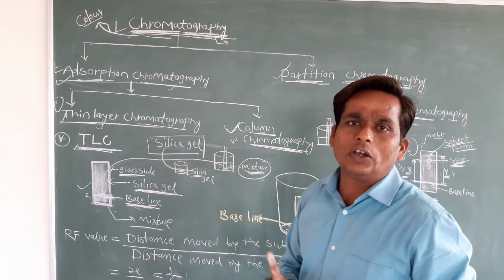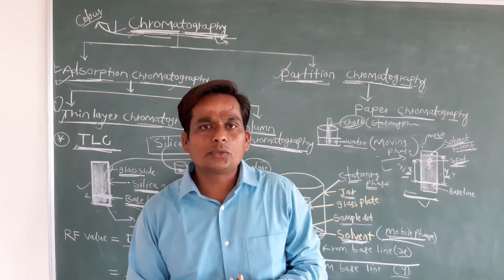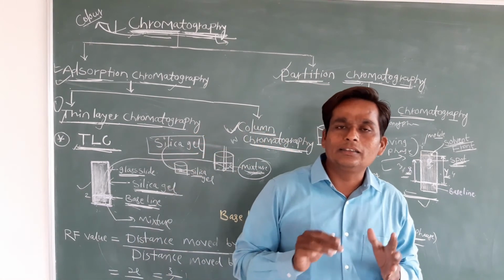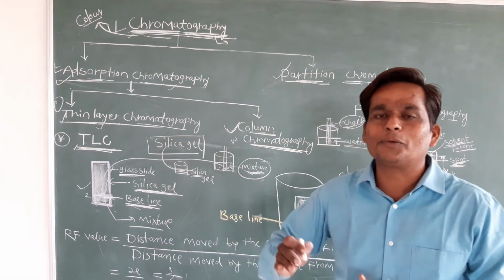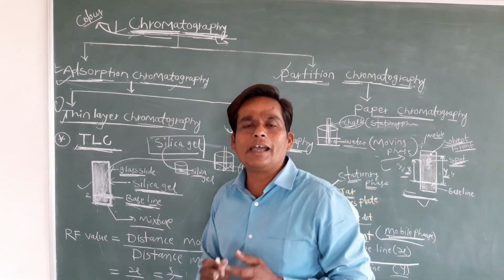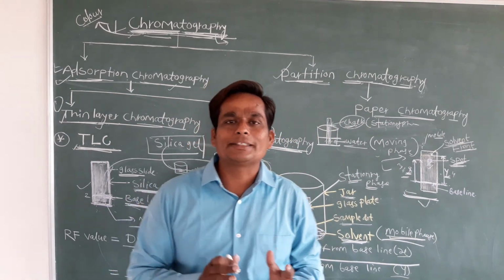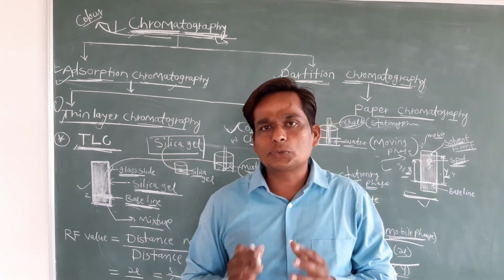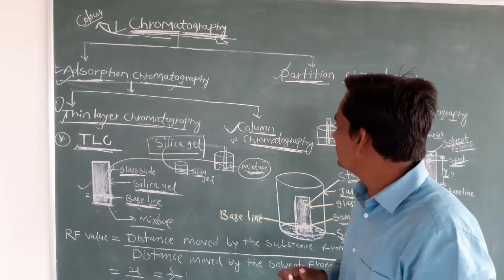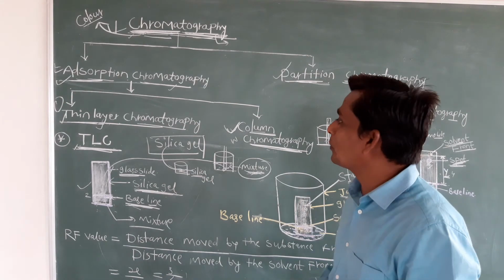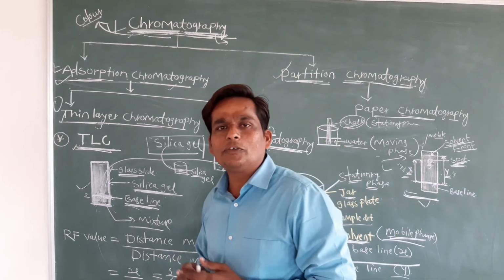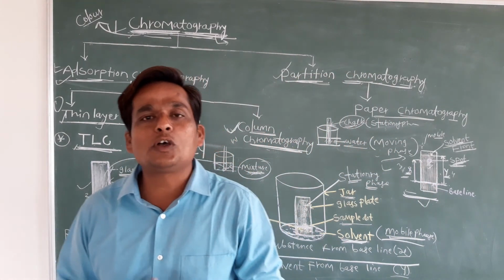RF is nothing but what? Retardation factor. So how can we calculate the RF value? The distance traveled by the substance from the baseline divided by the distance traveled by the solvent from the baseline. This is a very easy formula. So students, in the next class we will discuss in detail the column chromatography. Column chromatography is also a type of adsorption chromatography.